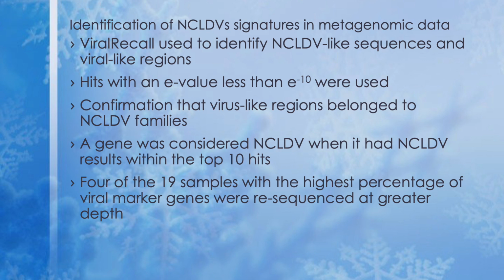The total abundance of the 10 NCLDV core genes in the sample was calculated before and after verification with NCBI by summating the marker genes with an E-value cutoff of 1 times 10 to the negative 10 and normalizing to the total library size. 4 of the 19 environmental samples with the highest relative presence of viral marker genes were chosen to be resequenced at a greater depth to provide higher sequencing coverage and increase the chances of assembling GVMAGs.